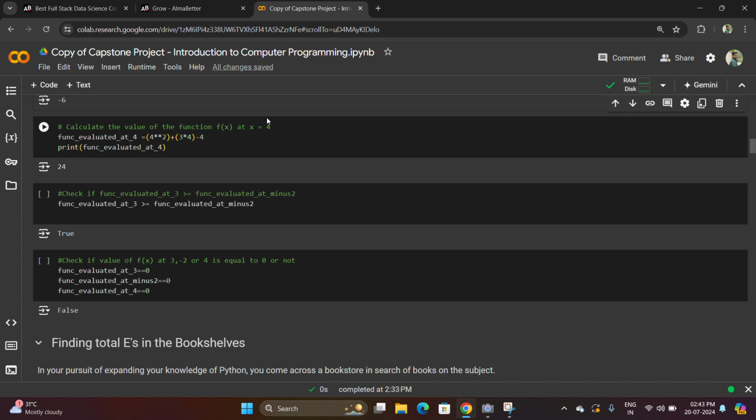And then, yeah, we are evaluating for x equal to 4. For x equal to 4, we are just replacing the x with 4, and this will be our equation, and this value will be stored here, and we are printing it here. We will be getting 24. Okay.